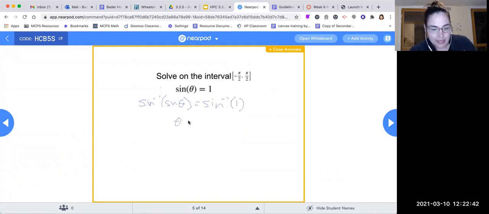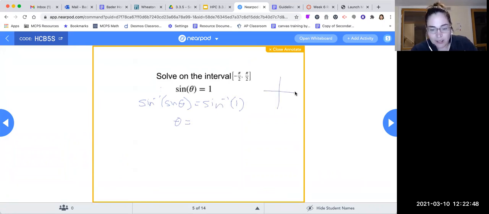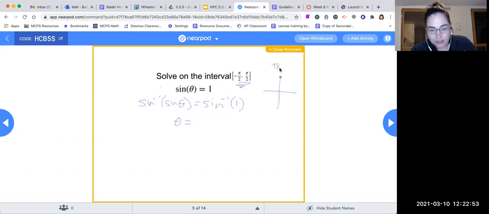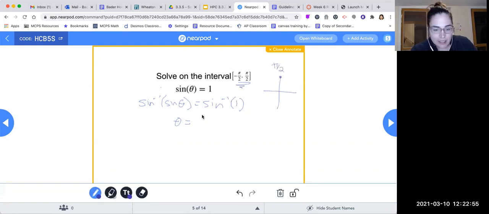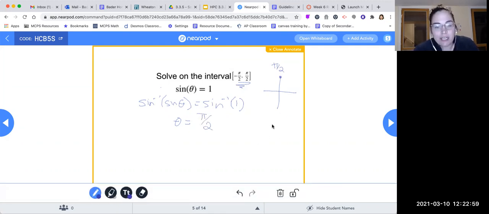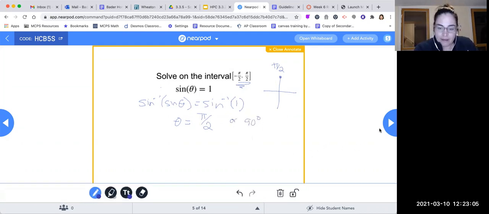All right, so theta is going to be equal to whatever angle measure gives you a sine of 1. There's only one that's in this interval, which is pi over 2, right? Pi over 2 has a sine of 1. So theta is equal to pi over 2. If it said to answer in radian measures, you would say pi over 2. If angles, you would say 90 degrees. All right, and solving on this interval becomes important, as you'll see later.